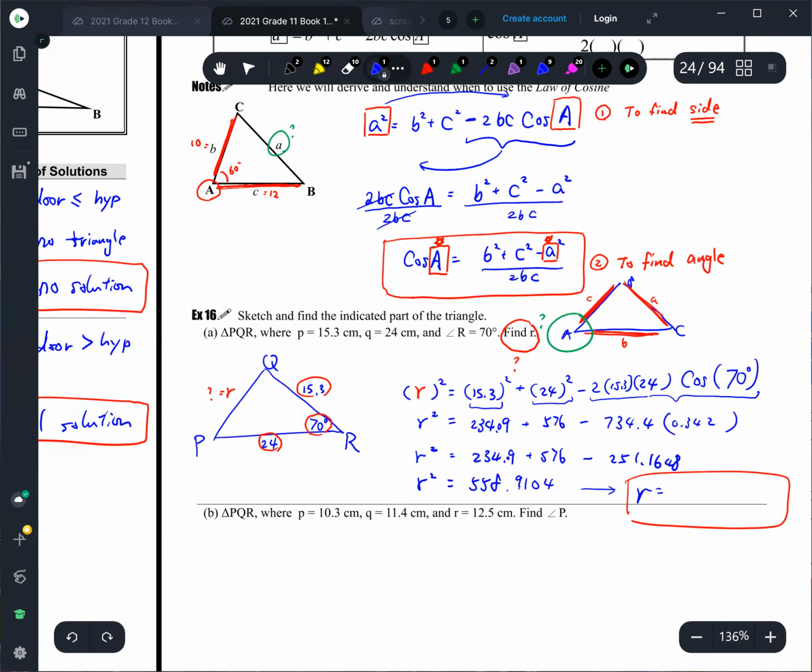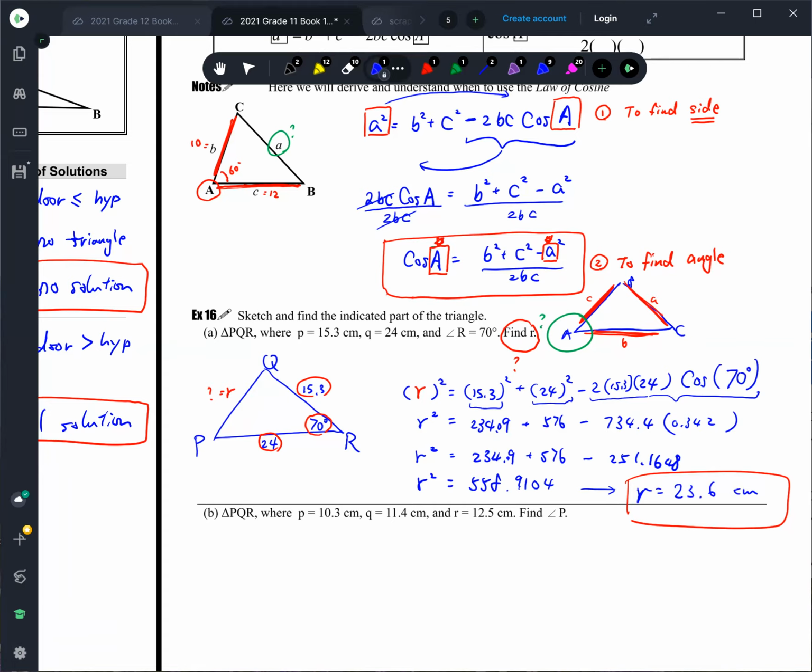Hold on. 558.9104. Okay, what's the square root? It's 23.64. Okay, if you round it to the tenth, that'll be 23.6, and that will be centimeters. Okay, so we actually spend more time using the calculator than plugging into the formula, huh?